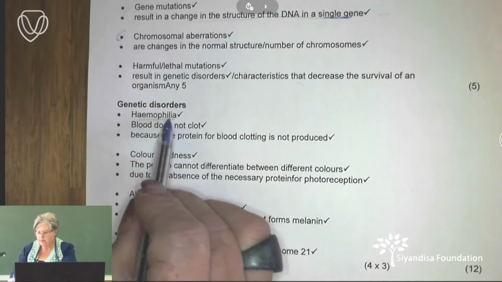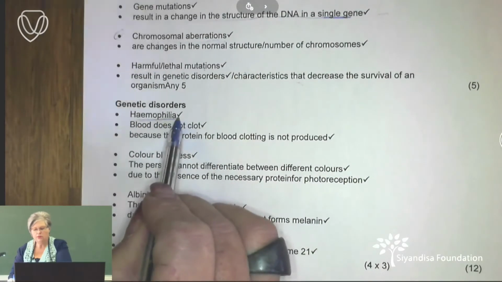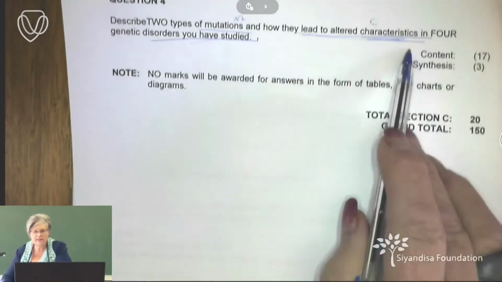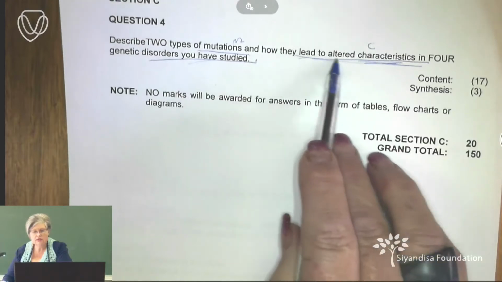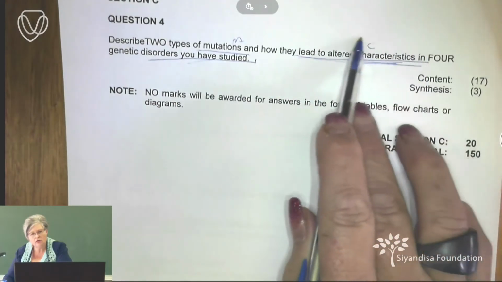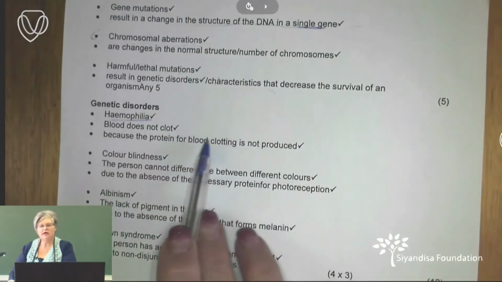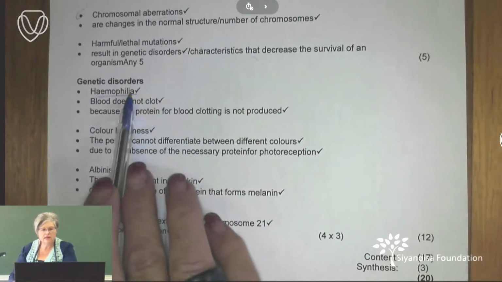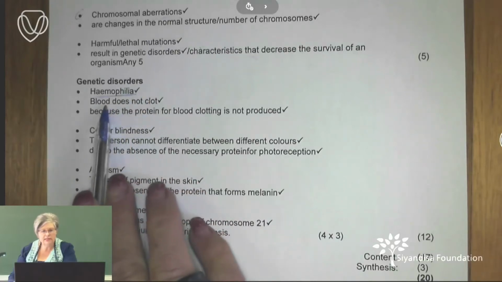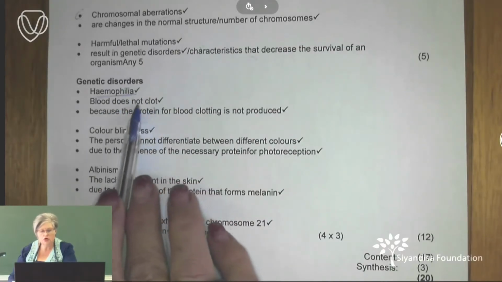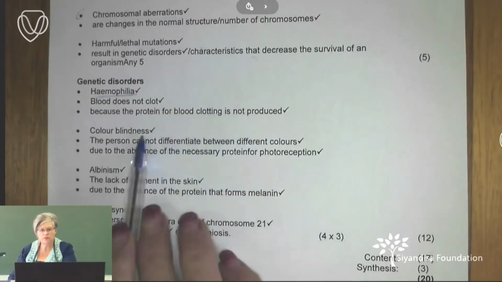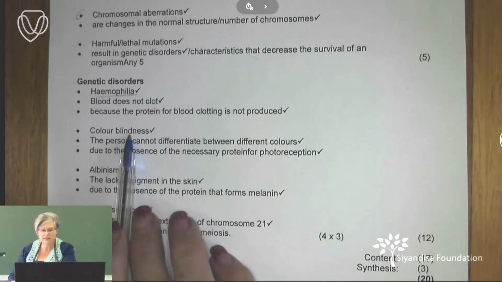The first one is hemophilia. Now remember what the question was? It says, lead to altered characteristics. So you must work this out. This is higher cognitive level. So let's see, how is hemophilia caused? It's caused by a mutation which leads to blood not clotting, because the protein for blood clotting is not produced. The next disease is color blindness.